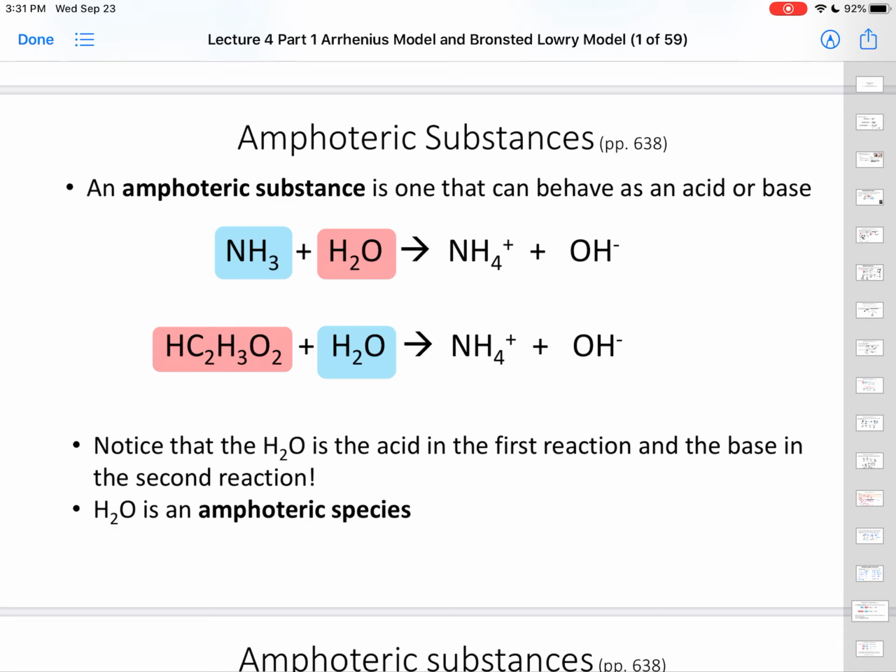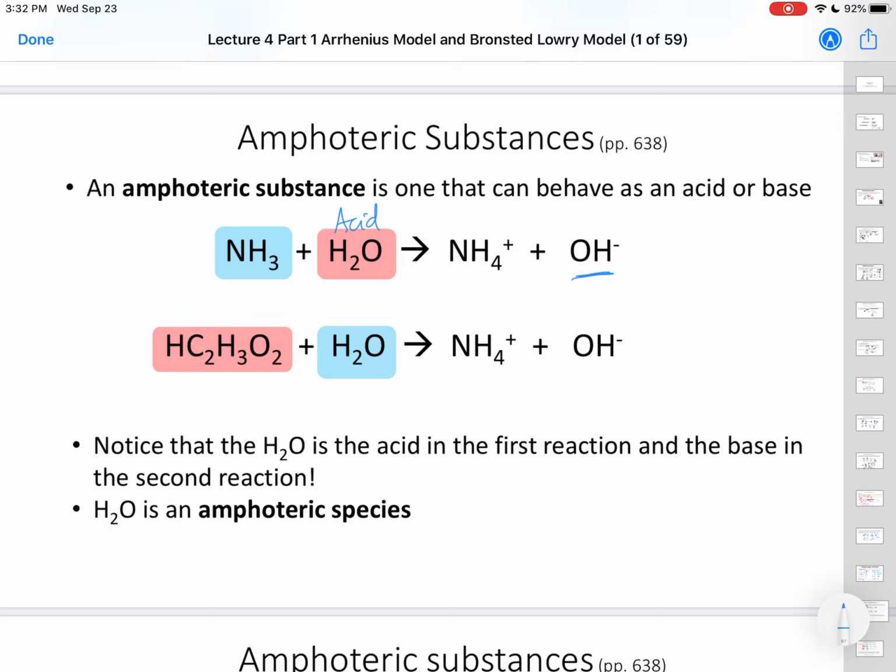There is something called an amphoteric species, and we talked a little bit about this when we talked about bicarbonate. An amphoteric species or a substance is something that can behave as an acid or a base, okay? So in particular, NH3 reacts with H2O to form NH4 plus and OH minus. In this case, the H2O acts as an acid, right? Sorry, it donates an H plus. It acts as an acid because it donates H plus and ends up as OH minus, right?